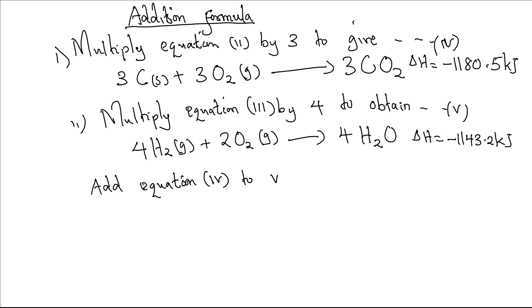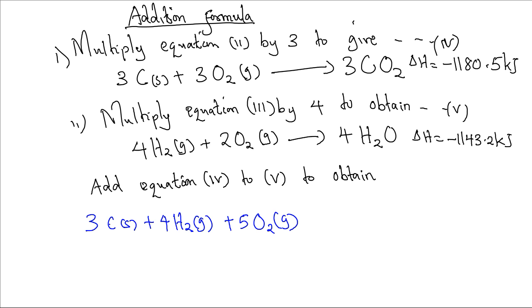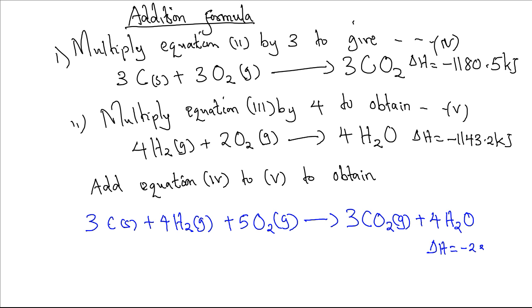Equation 4 to 5 to obtain 3 of carbon solid plus 4 of hydrogen gas plus 5 of oxygen gas, forming 3 carbon dioxide gas plus 4 moles of water, and delta H for that is minus 2323. So we're done with that.